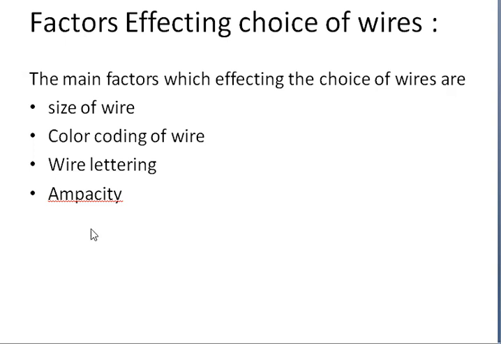And coming to the last one, that is ampacity. Ampacity of the wire gives the current carrying capacity of the wire. That means the current unit is amperes, which indicates the ampacity. That means if a wire's current carrying capacity is known, that is given by ampacity. That means if a cable or wire passes some current, that is indicated by ampacity. These are the factors affecting the choice of wires.